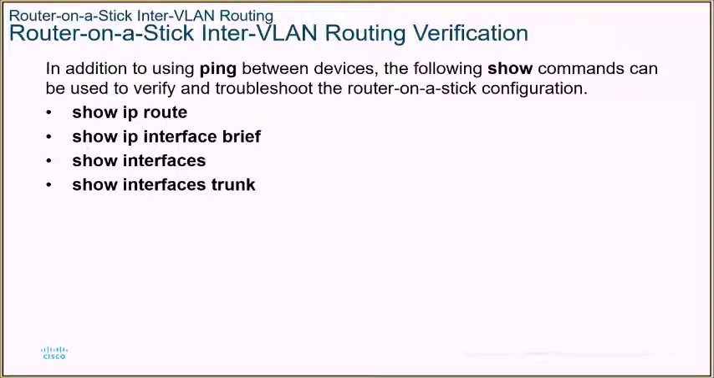In addition to using ping, you can use show commands to verify and troubleshoot. So, of course, with show ip route, you would have an entry in the table for each of your subnets or sub-interfaces. Show ip interface brief, of course, shows one line per interface. Again, show interfaces and show interfaces trunk. Of course, there is show run as well.